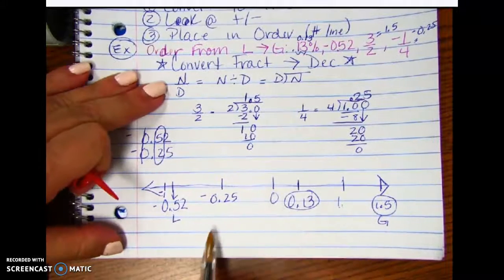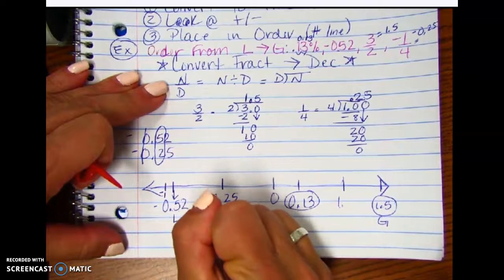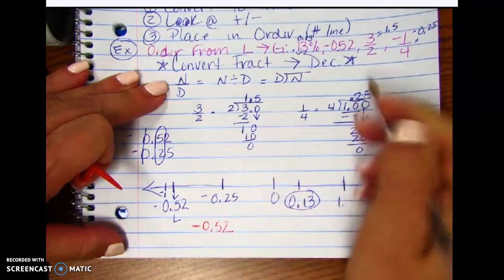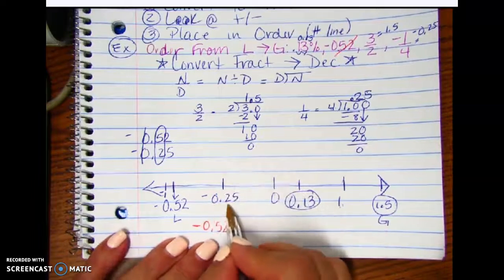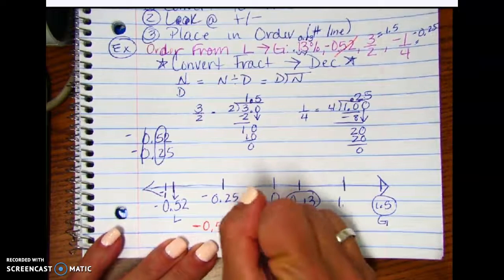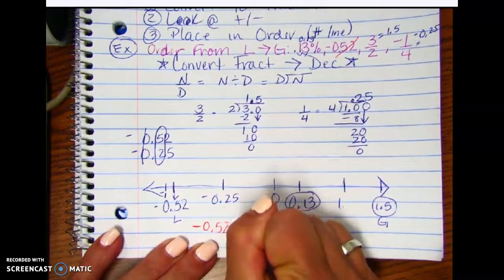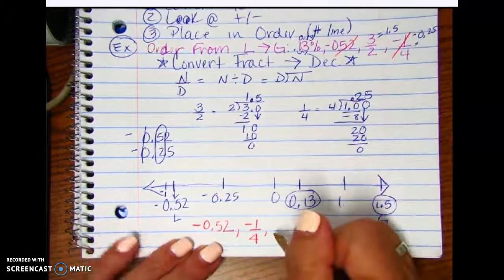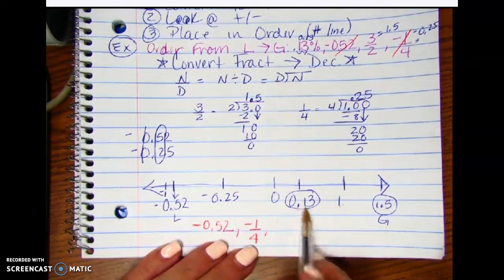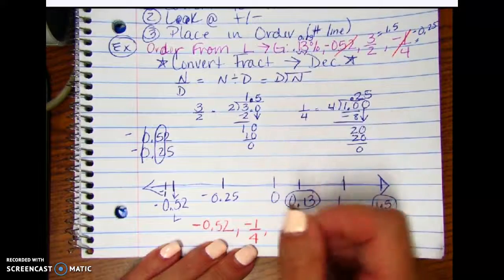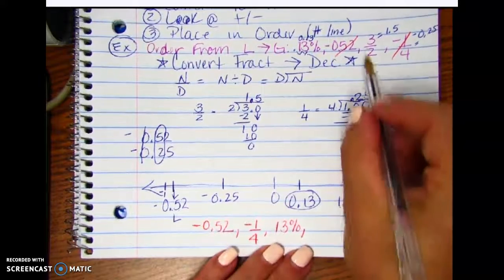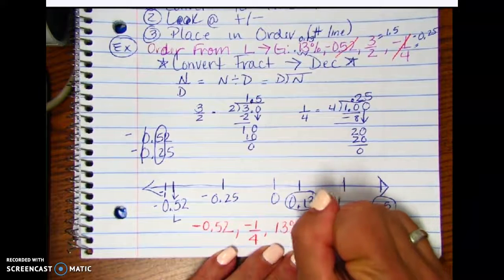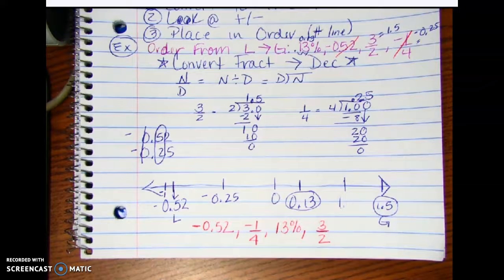All right, so let's see, which is the least? It's negative 52 hundredths. And I'm going to cross that off. What comes next? Negative 25 hundredths, which was written as a negative 1/4. Cross that off. Next, what did I have? Oh, 13 hundredths, which was actually listed as 13%. And then finally, we have 3/2. That, my friends, is ordering and comparing rational numbers.